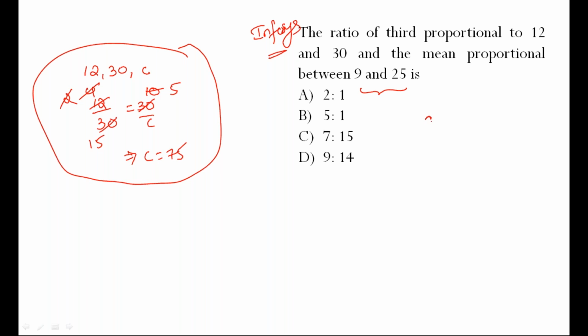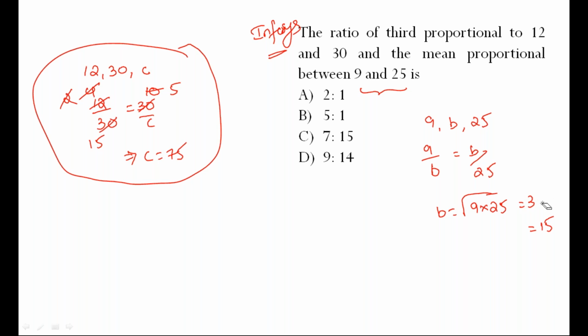Now here, mean proportion of 9 and 25. We have to calculate B. So we know A by B equals B by C, so 9 by B equals B by 25. Here B equals square root of 9 into 25, nothing but 3 into 5, which is 15. They're asking the ratio of this. Is it 5:1? Yes, that's it.